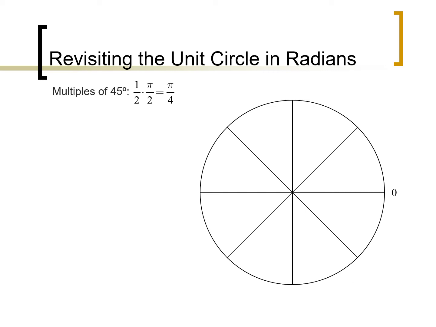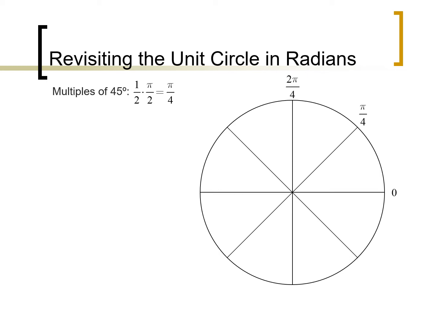I know that 90 degrees is pi over 2, and I know that 45 degrees has to be half of that. I'm going to do half of pi over 2 to figure out that 45 degrees is pi over 4. I'll label that angle as pi over 4. Well, I'm now going to just do what I did with the 30-degree one. I'm just going to keep adding pi over 4 every time, and I'm going to label all my angles.